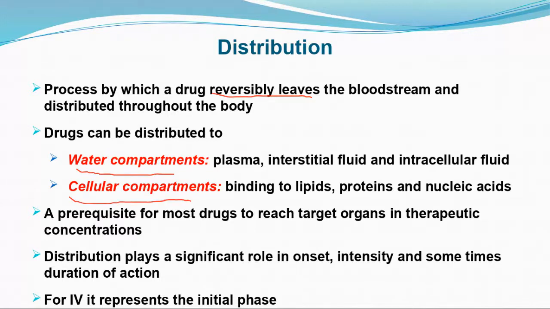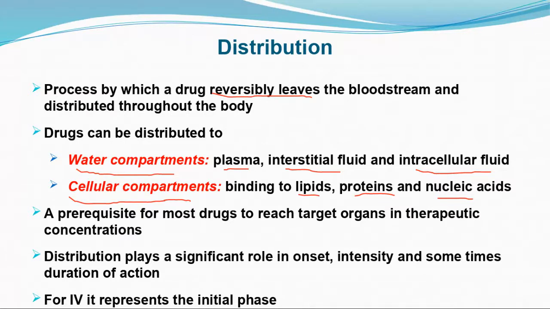What are the water compartments to which the drugs can be distributed? Like the plasma, the interstitial fluid, the fluid between the cells, and the intracellular fluid, the fluid inside the cells. The cellular compartments to which the drug can be distributed include binding to lipids inside the cells, proteins, and nucleic acids. The distribution is very important for the drug to reach the target organ where it exerts its pharmacological action.